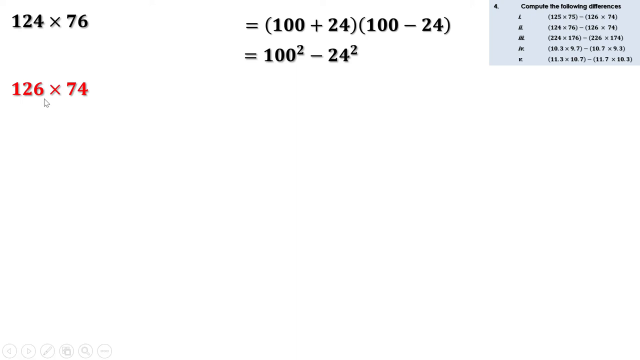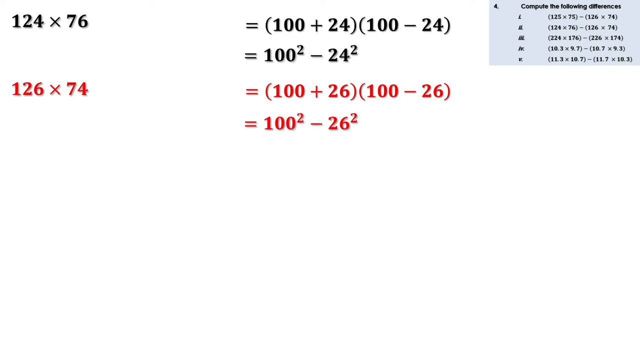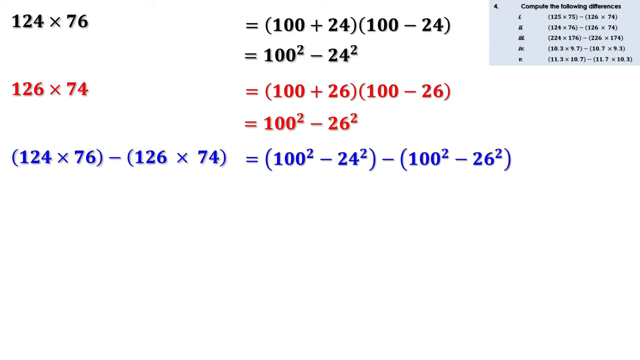This is 26 more than 100 and this is 26 less than 100. So this can be written as (100 plus 26) into (100 minus 26), and that is equal to 100 square minus 26 square. Now let us find the difference, that is 124 into 76 minus 126 into 74, that is equal to (100 square minus 24 square) minus (100 square minus 26 square). Removing the bracket, we can write this as 100 square minus 24 square minus 100 square plus 26 square. 100 square minus 100 square is 0.